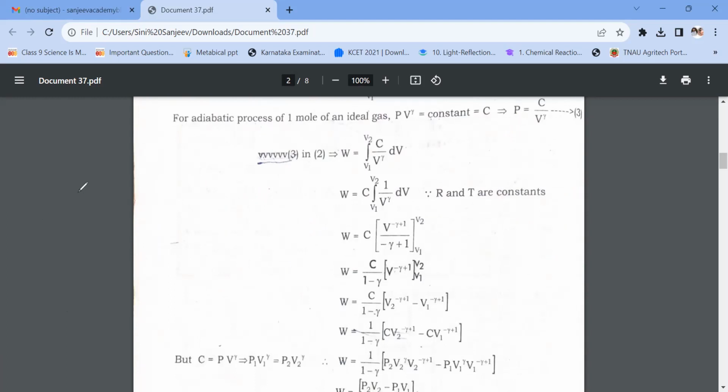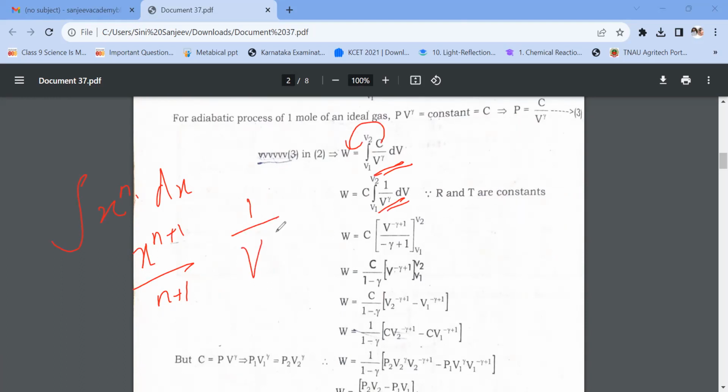Now coming to the integration part. We all know the integral of x to the power n dx is x to the power n plus 1 by n plus 1, correct? C is a constant, so I'll take it outside. Here we're integrating with respect to V, so 1 by V to the power gamma. Taking it to the top, it will be V to the power minus gamma, just like 1 by x square can be written as x to the power minus 2. Then I'm going to integrate.